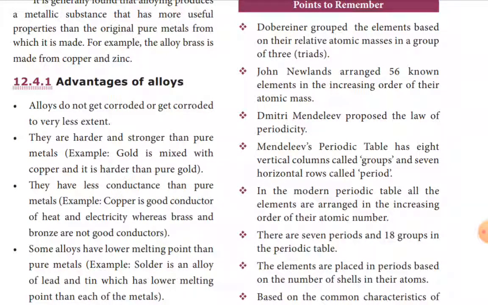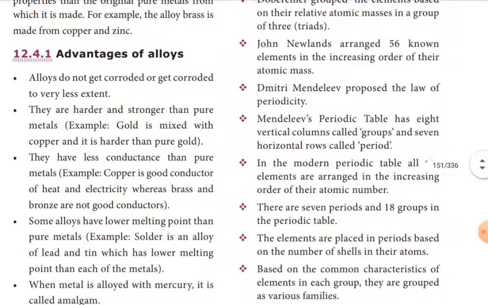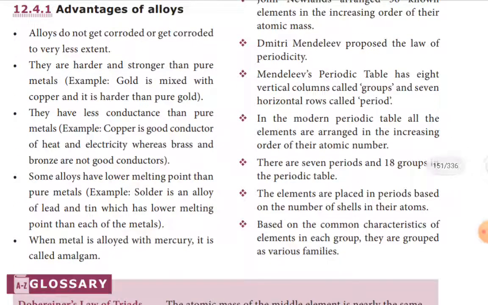Then some alloys have a lower melting point than the pure metal. For example, solder is an alloy of lead and tin, which has a lower melting point than each of the metals. So that decreases the melting point.